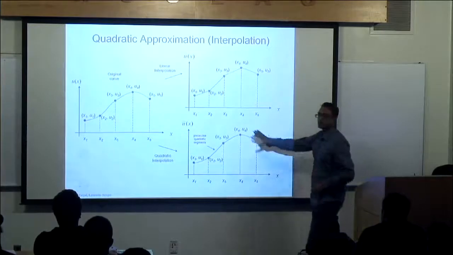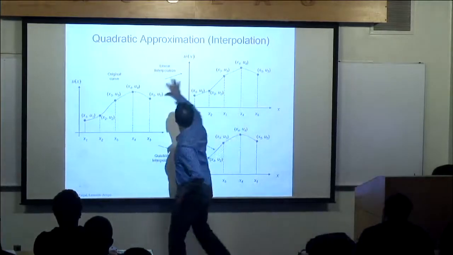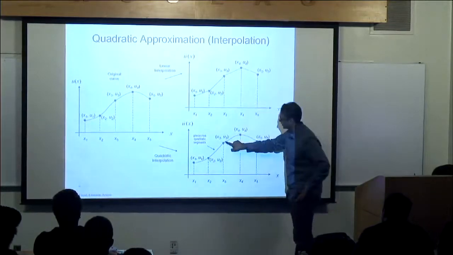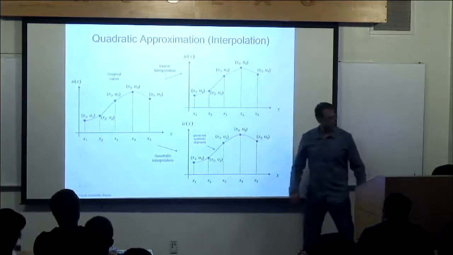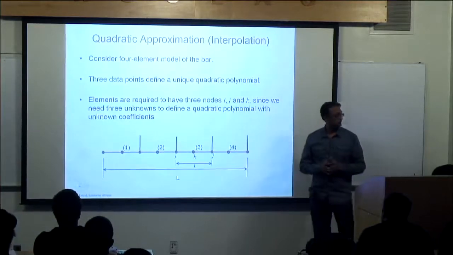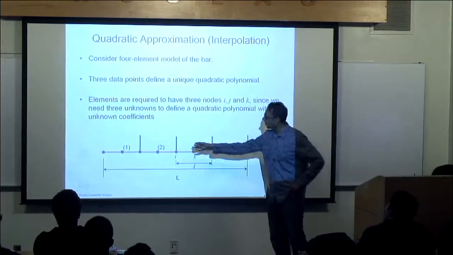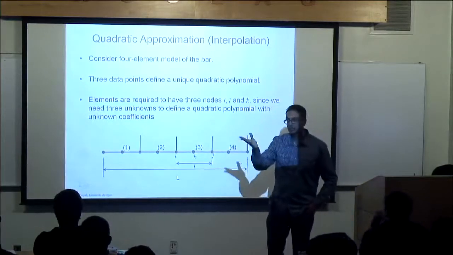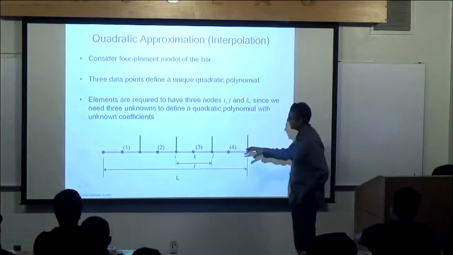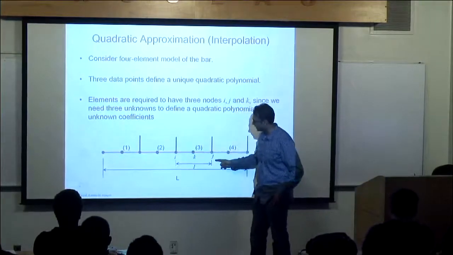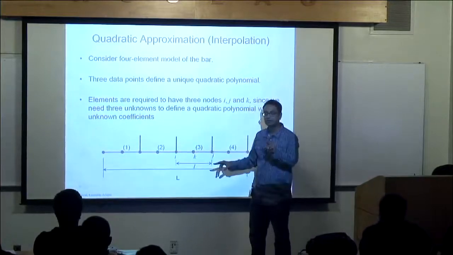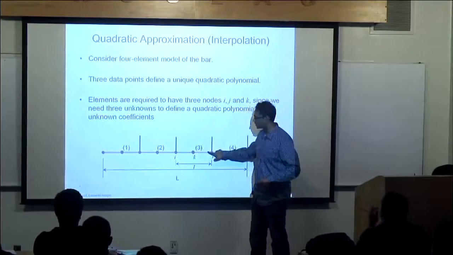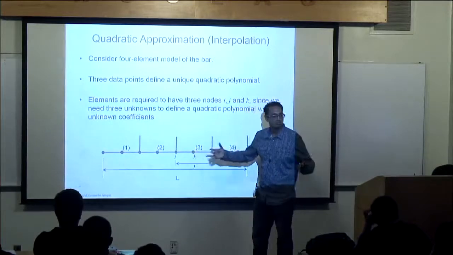So in one case, we linearly interpolated between these 2 points, and in this case, we can now look at a quadratic interpolation between these 2 points. Here I have a 4-element bar model. I need 3 data points to fit a quadratic polynomial, right? That makes sense. And so to do that, let's consider element number 3. I have a node here and a node here, so at least I have 2 unknowns. What I can do is add a third unknown right at the center. I could move it more to the left or more to the right if I want to. I can do whatever I want with that node.